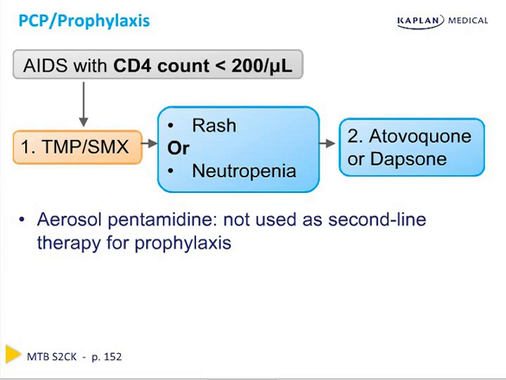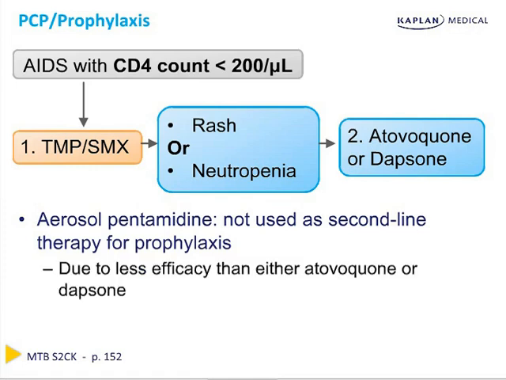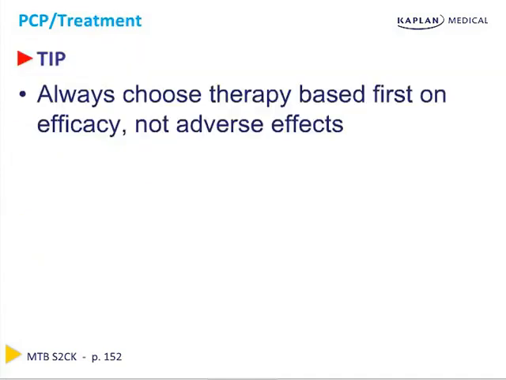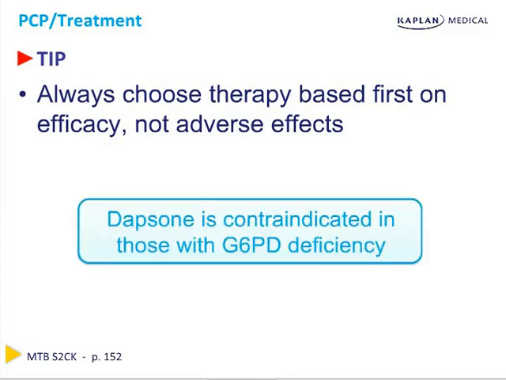Aerosolized pentamidine is also an option. It's not used as second-line therapy for prophylaxis. It's really more of a third line. This is because it's less efficacious than either atovaquone or dapsone. Remember, you should always choose therapy based on the efficacy, not necessarily on the adverse effects. Dapsone is contraindicated in patients with G6PD deficiency.